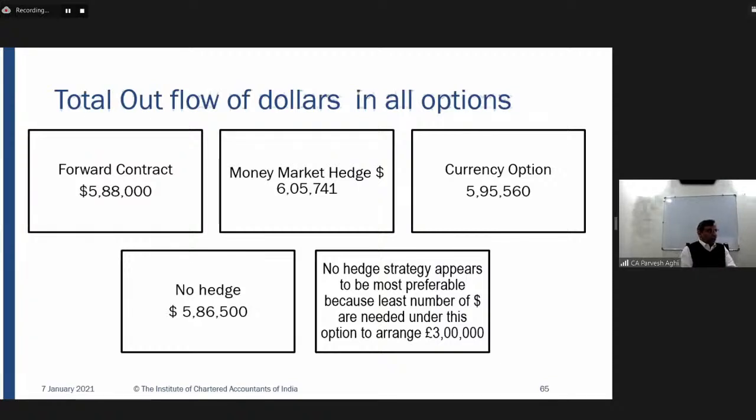Now we can compare all of them. Forward it was 5,88,000. Money market hedge it is 6,05,000. Currency option it is 5,95,560. No hedge it is 5,86,000. Now see for yourself which is the least. You find if there is no hedge, that will be much better off. The no hedge strategy appears to be most preferable because the least number of dollars are needed under this option to arrange 3 lakh pounds. So the answer is that it will be better not to hedge as per all the data which has been given.